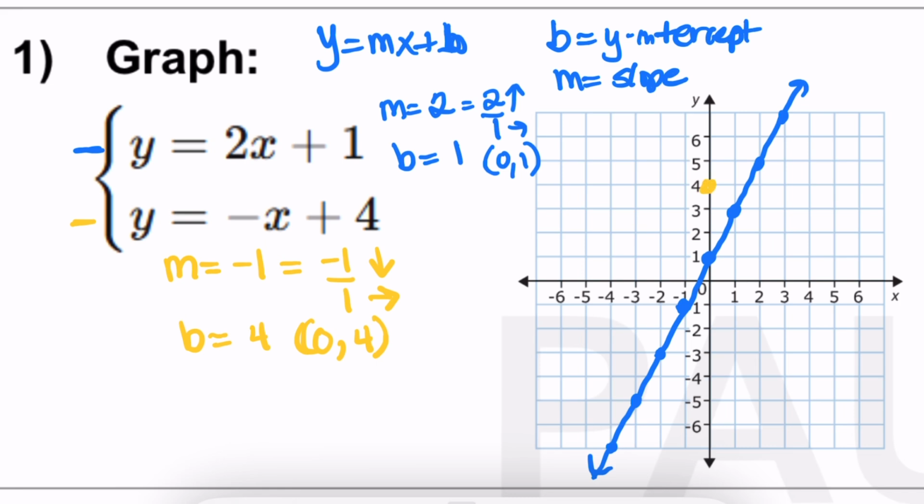And then my slope says go down 1 to the right 1, down 1 to the right 1, and I can keep going in that same pattern. Or I can reverse it. So from the 4, I could go up 1 and to the left, up 1 and to the left, up 1 to the left. Now I have my line. Let's draw the line.